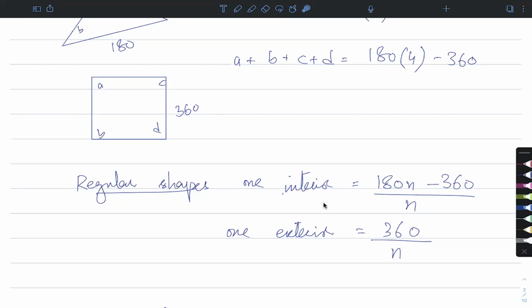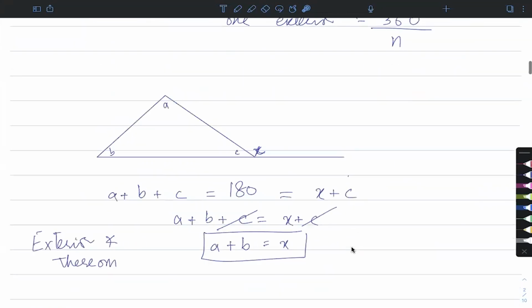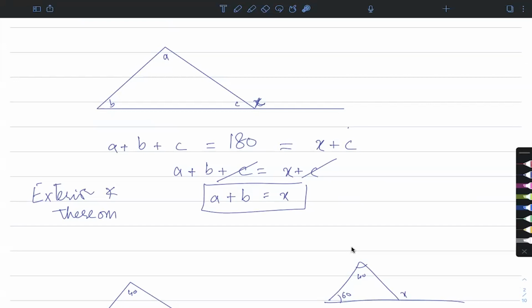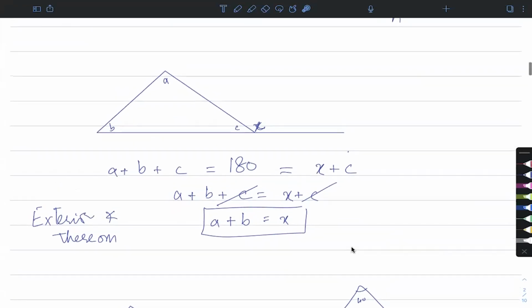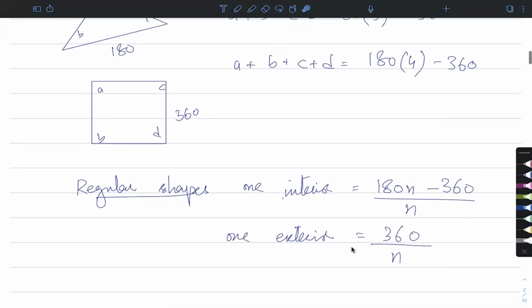So all you're doing is dividing the interior angles by the number of sides, or the exterior angles divided by the number of sides. That's a regular shape. Then we did a few examples of this. Any questions on interior angles?